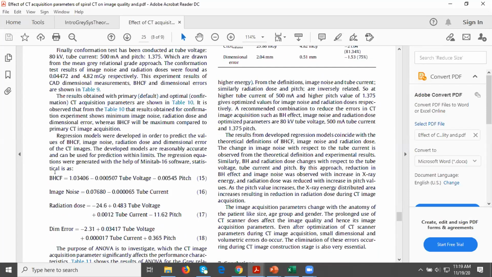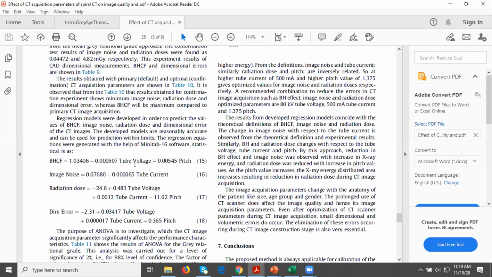Okay, from this we calculated the equations for the beam hardening correction factor, image noise, radiation dose, and the dimension error. From these you can calculate without doing any experiments. I did only 27 experiments, so if I want the remaining 27 experiment values, you can calculate them by using these formulas.